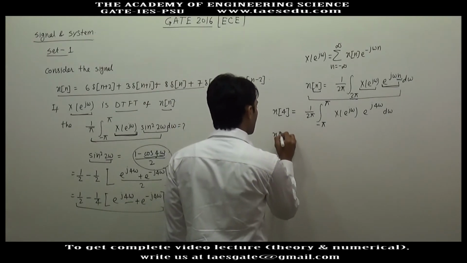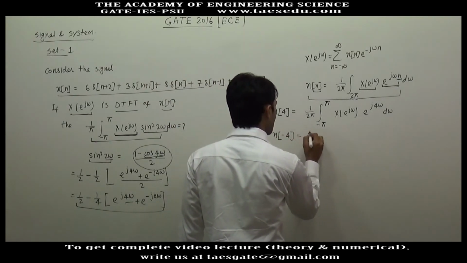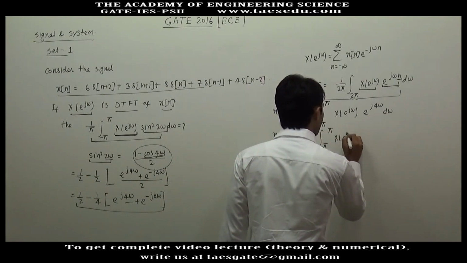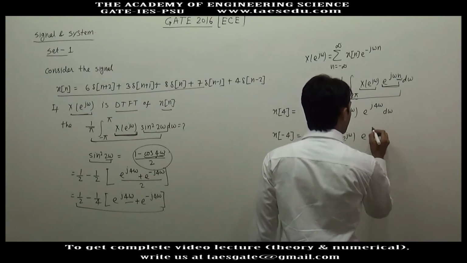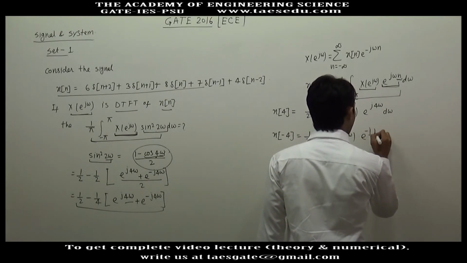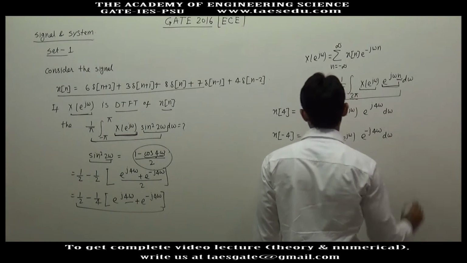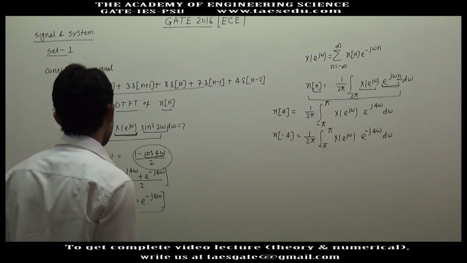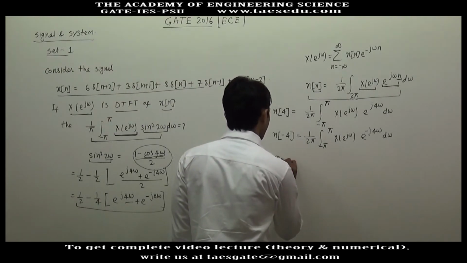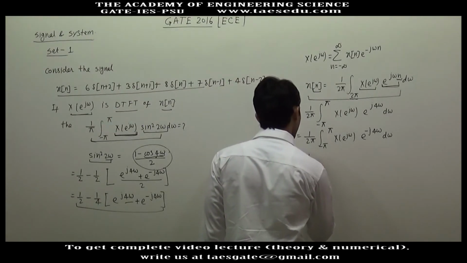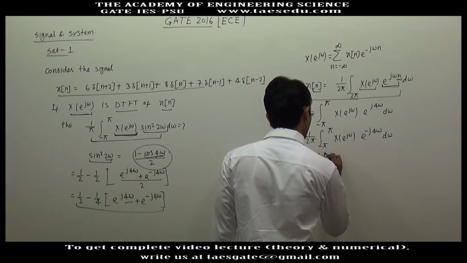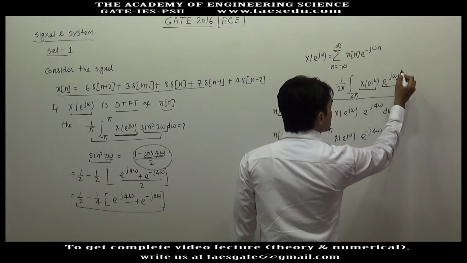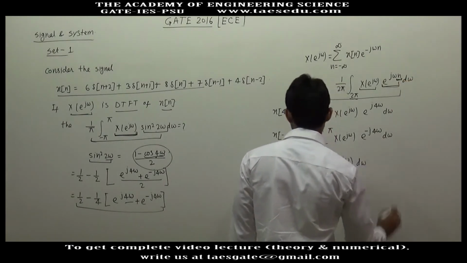x minus 4 will be 1 upon 2 pi integral from minus pi to pi of x e to power j omega into e to power minus j 4 omega d omega. And x0 will be 1 upon 2 pi integral from minus pi to pi of x e to power j omega, and if n is 0 this will be 1.